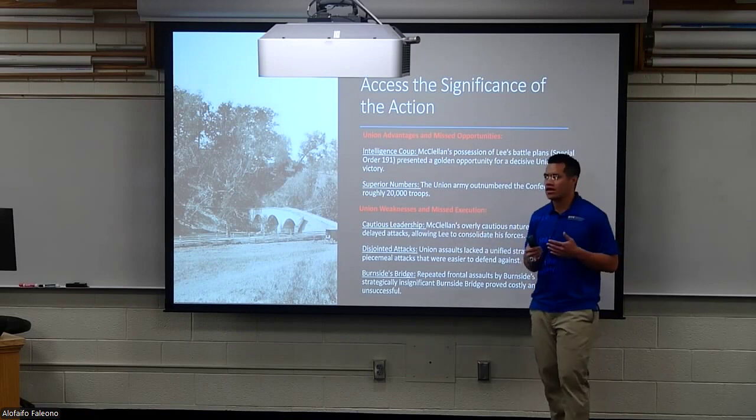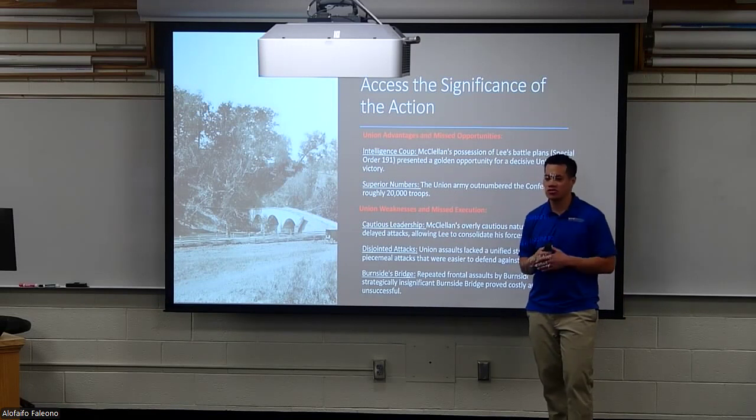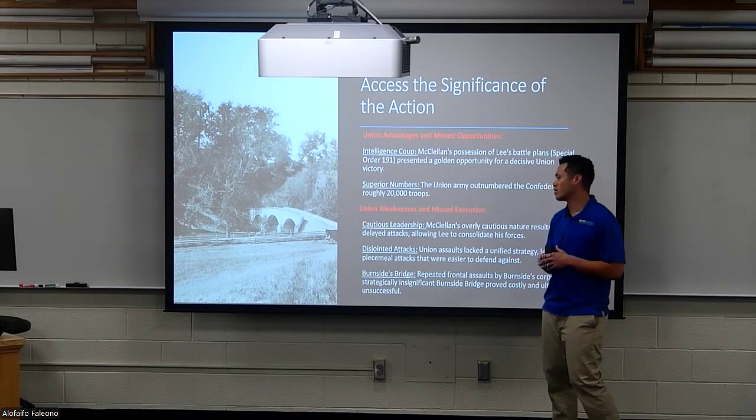McClellan was overly cautious, and this allowed for a lot of delays in his plans for attacking Lee's defense. But those delays were costly, as they allowed Lee to set up his defense and maneuver his artillery and forces to maximize that position despite being outnumbered.